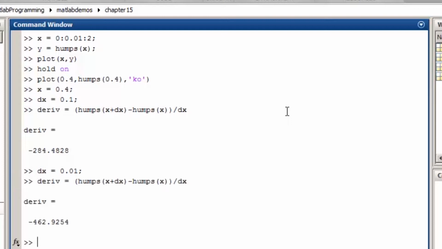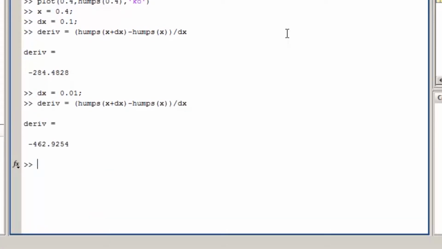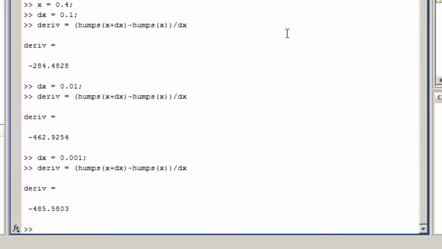When I redo the calculation, I get a value for the derivative of about negative 463. This is a huge difference, so I'd better reduce the step size again. I'll try 0.001. Redoing the calculation again gives about negative 485 for the derivative. This is around a 5% difference, which still seems like a pretty big change, so I'll reduce the delta x by another factor of 10.